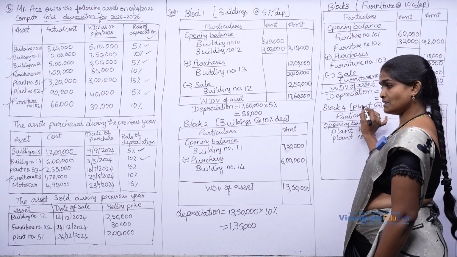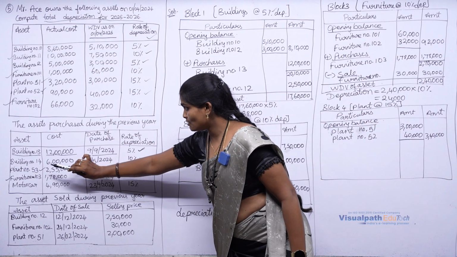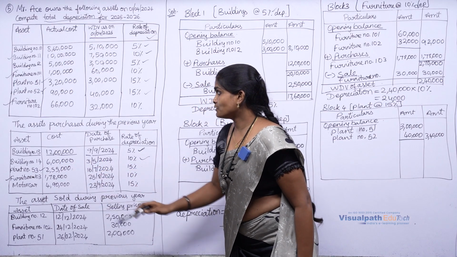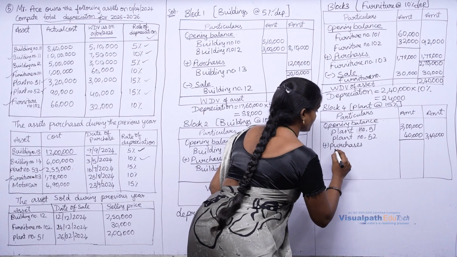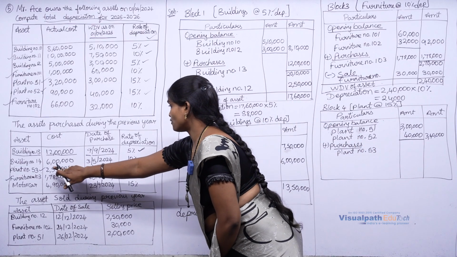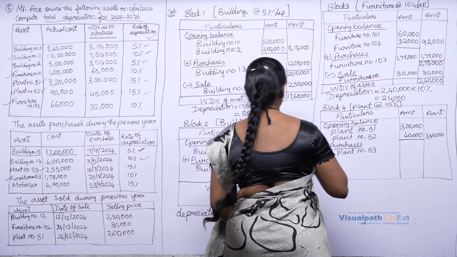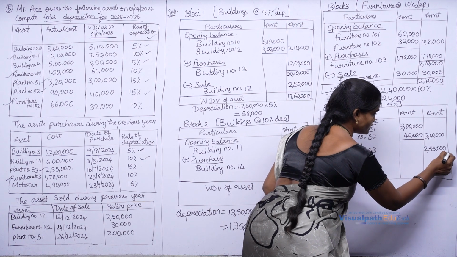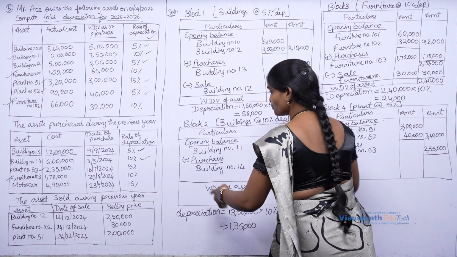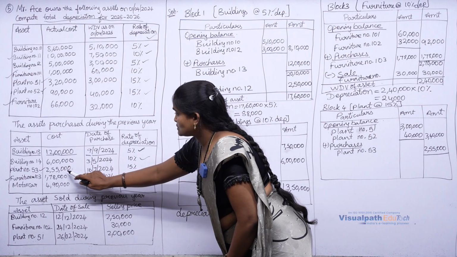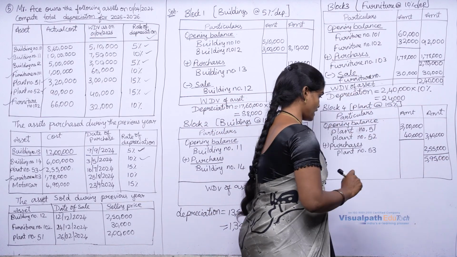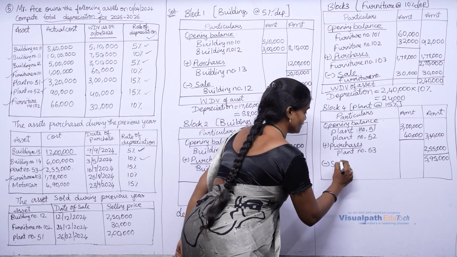Now, this block plant comes under this block. Under purchases, you have plant number 53, which is purchased for 2,55,000. To this, add purchases. Add these two, 3,40,000 plus 2,55,000. Before adding, do you have any other purchases? You have to check it. You don't have any. This value you will add. You will get 5,95,000. Clear?